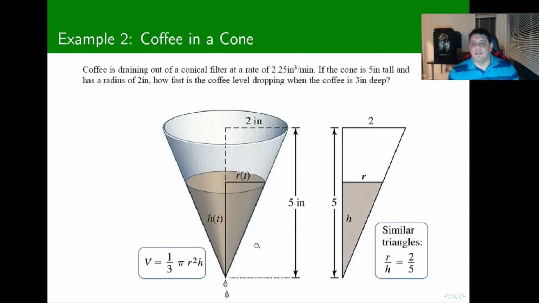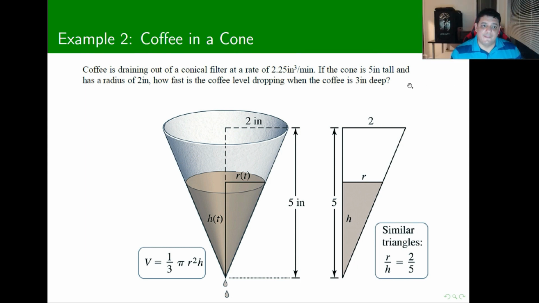Now let's go for the second example. In this second example, we're going to have a cone for coffee. Okay? So coffee is draining out of a conical filter at a rate of 2.25 cubic inches per minute. If the cone is 5 inches tall and has a radius of 2 inches, how fast is the coffee level dropping when the coffee is 3 inches deep?